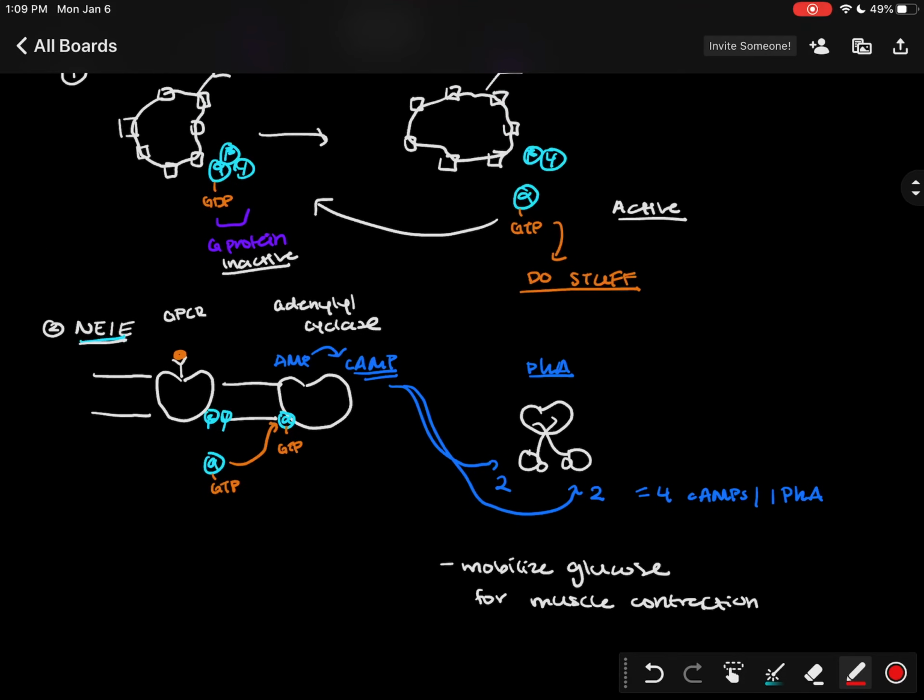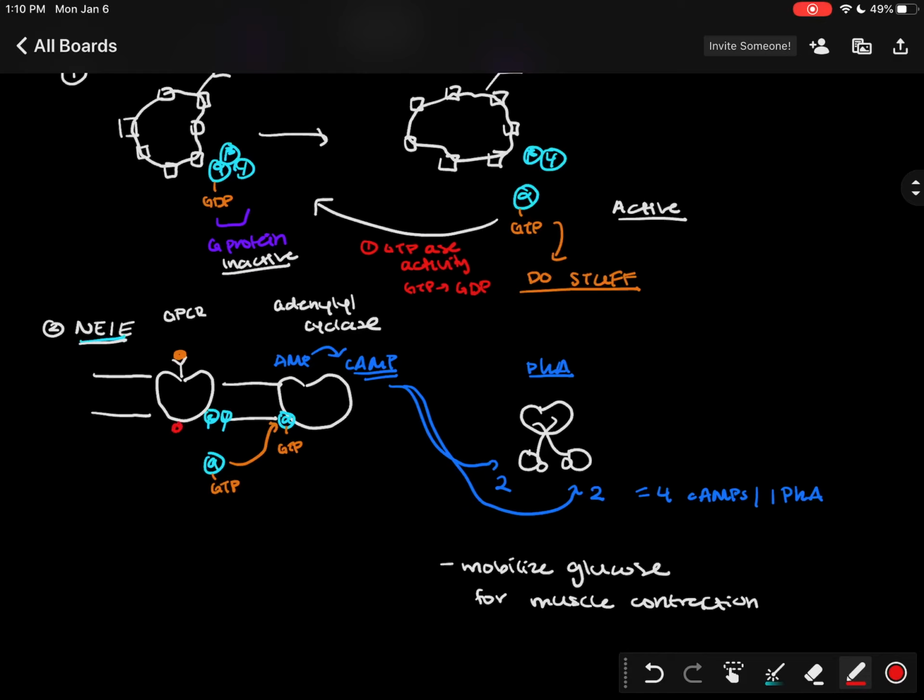So the first way is this natural GTPase activity, which basically just means that GTP can freely go back to GDP. So it can easily go from the active to the inactive state on its own. So that's a pretty good way for it to inactivate this pathway.